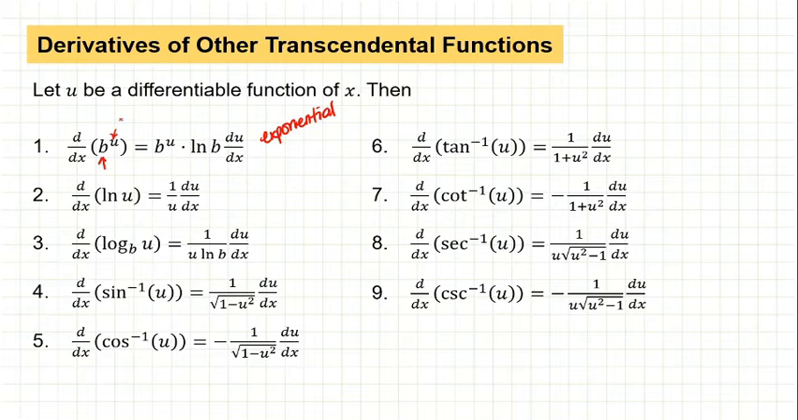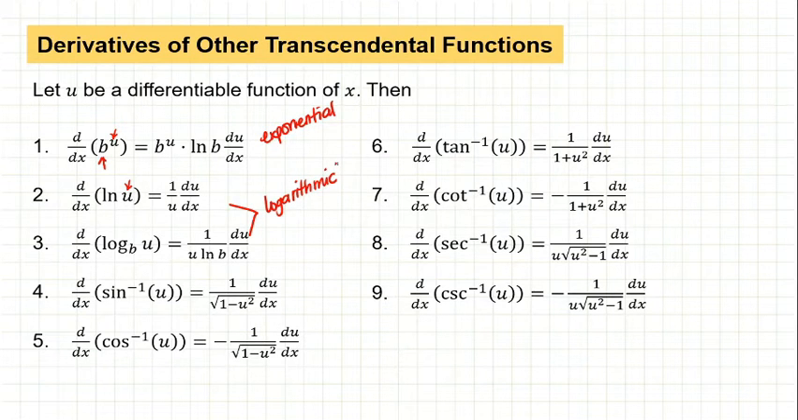function. Okay? We have the derivative of ln u: 1 over u times du over dx. So you differentiate again the inner function, whatever that inner function is. We have the derivative of log of u with the base b. We have this formula. So this is for logarithmic functions.